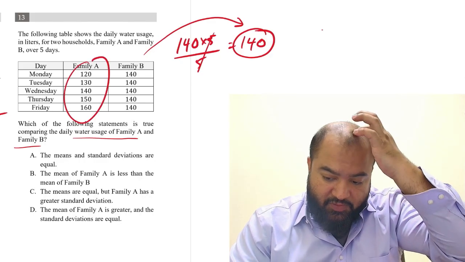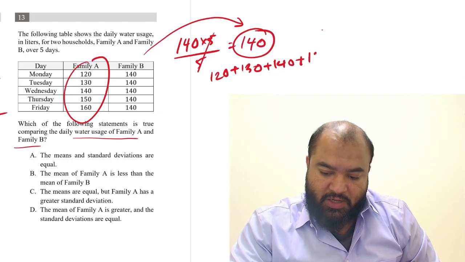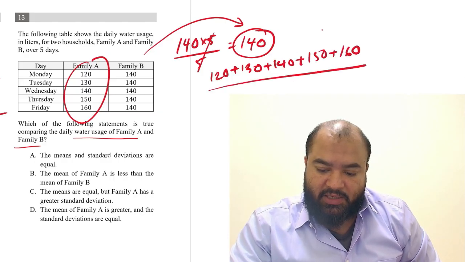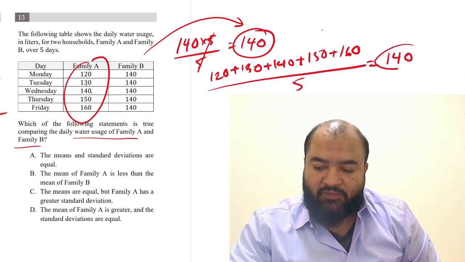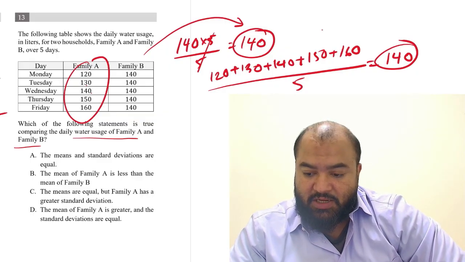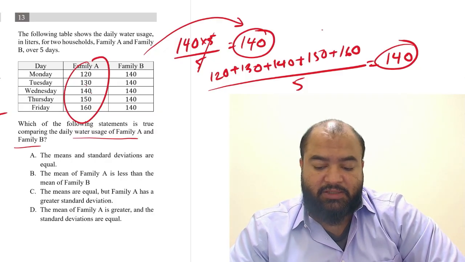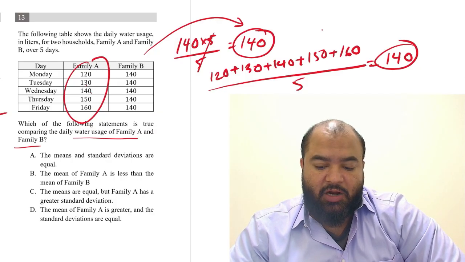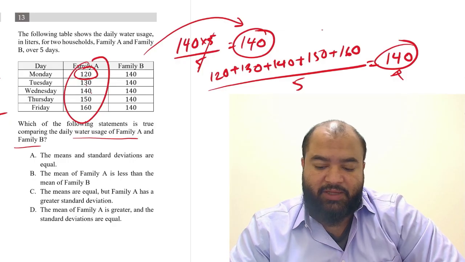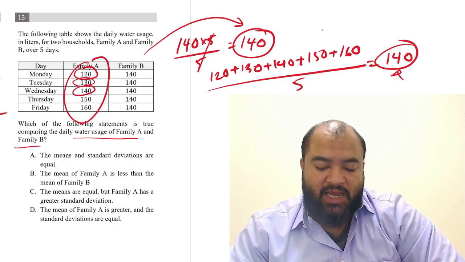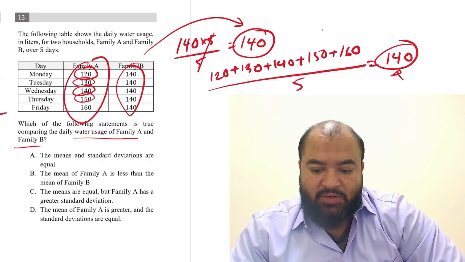Now family A, if you add them all, 120 plus 130 plus 140 plus 150 plus 160, and divide by 5. If you use the calculator, you get 140 as well. So they have the same mean, but the standard deviation is different. Standard deviation is how close the numbers are to the mean. You see these numbers, 120 is a bit far from the mean, 140. 130 is also far. This is a little bit more. But in family B, all of them are close to the mean.